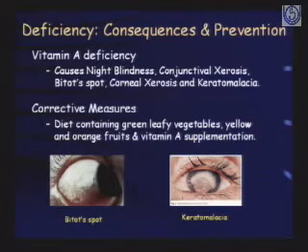Then we come to vitamin A deficiency, which causes night blindness, that is, we cannot see properly at night. Then Bitot spot, you can see in this picture a spot in the eye. This is caused by vitamin A deficiency. And then keratomalacia, which is the severest form of vitamin A deficiency, which cannot be cured and leads to permanent blindness. But we can cure night blindness and Bitot spot by taking a diet rich in green leafy vegetables, yellow and orange fruits, and vitamin A supplementation.